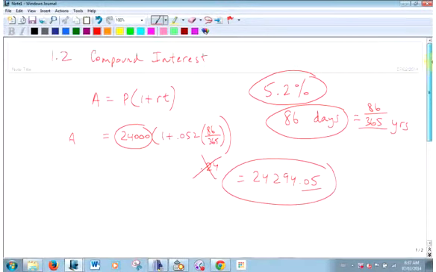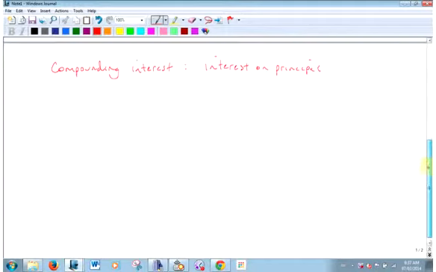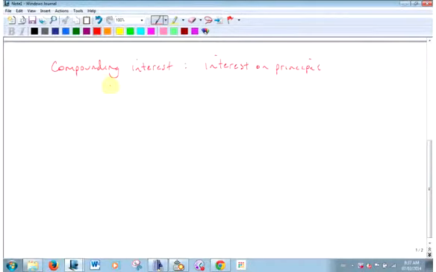Okay, 1.2, compounding interest. What is compounding interest? Interest on your principal plus every year they don't pay it out, or monthly, or daily, or whatever. If it's simple interest, it doesn't matter. It's the same amount. Here, we keep that money and we add it to the principal, and then you get interest, not only on your principal, but interest on your interest.